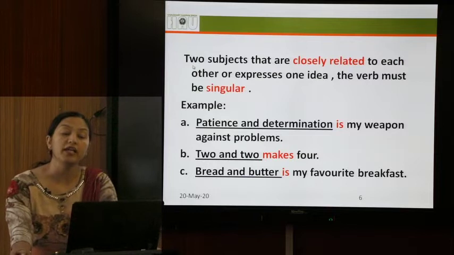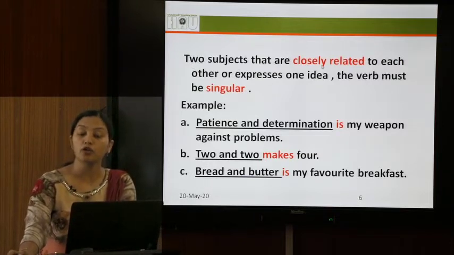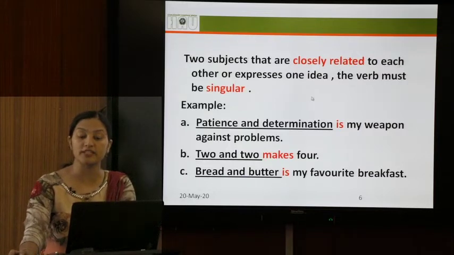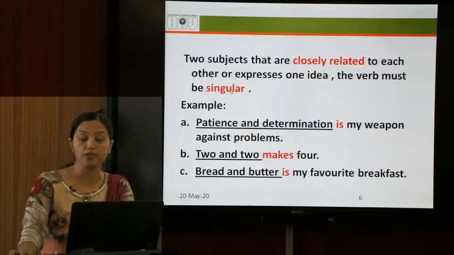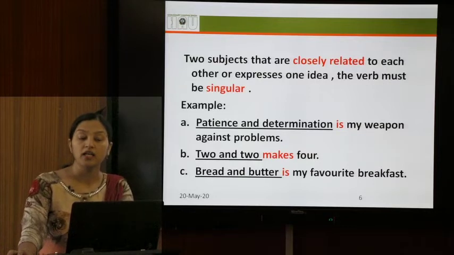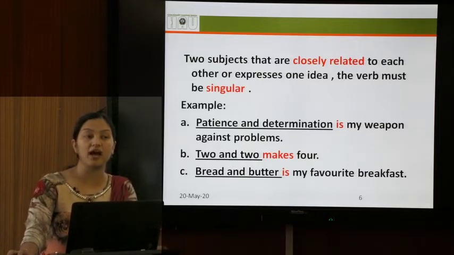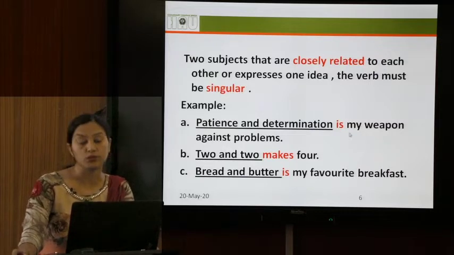Again, when in a sentence we are using two subjects, but they are closely related to each other or express one idea, then the verb which we are going to use must be singular. Like, patience and determination is my weapon against problems. So, patience and determination, of course these are two different nouns, but in this sentence they are expressing one idea. So, we are using the primary auxiliary is with them.